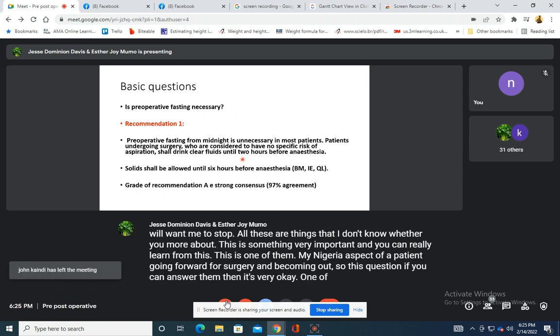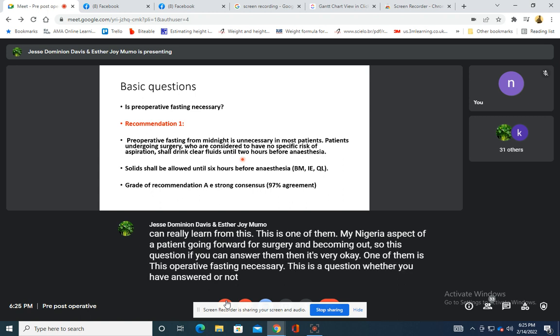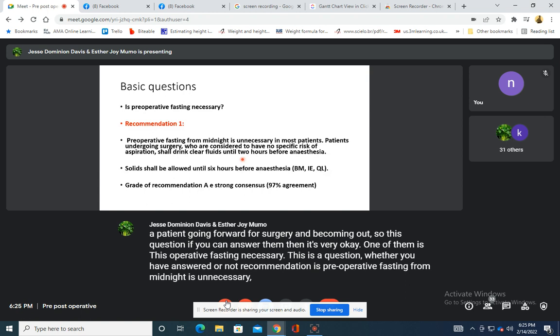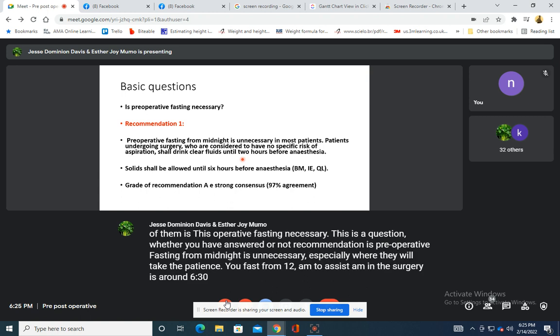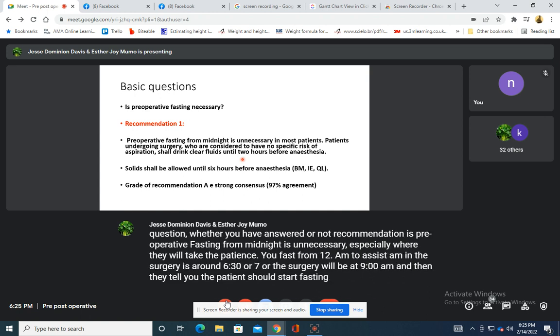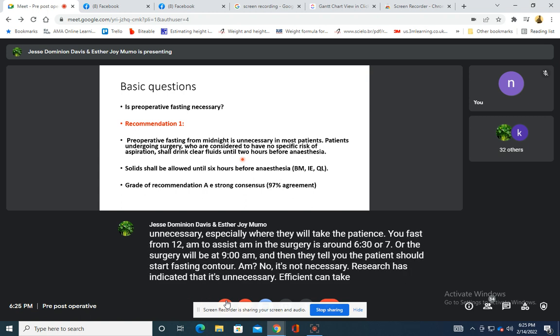One of them is: is operative fasting necessary? This is a question whether you have answered or not. Recommendation: pre-operative fasting from midnight is unnecessary, especially where they will tell you the patient should fast from 12 a.m. to 6 a.m. and the surgery is around 6:30 or 7, or the surgery will be at 9 a.m. and then they tell you the patient should start fasting from 12 a.m. No, it's not necessary. Research has indicated that it's not necessary. The patient can take clear fluid until 2 hours before the anesthesia.